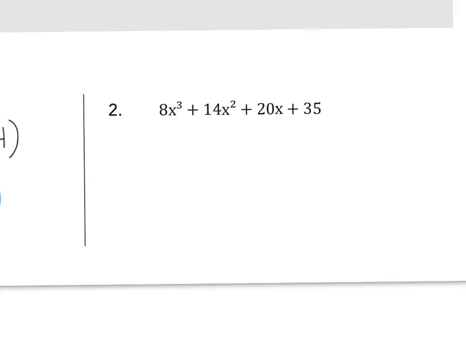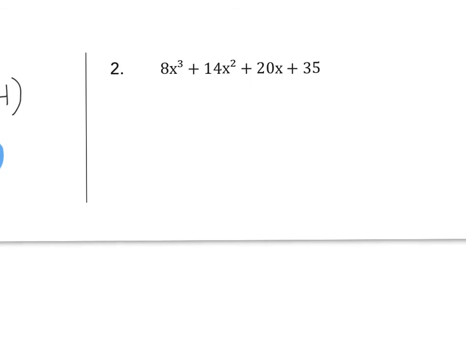Alright, number 2. This expression is 8x to the third plus 14x squared plus 20x plus 35. So we're going to start by grouping our first 2 terms and grouping our second 2 terms. Looking at our first 2, we need to determine if we have a GCF. I noticed that we have a GCF of 2x squared. In the parentheses, we will be left with 4x plus 7.